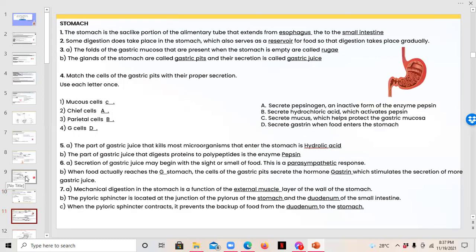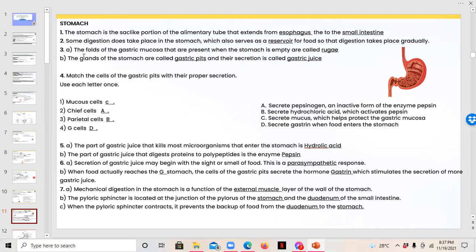Stomach. The stomach is a muscular organ located on the left side of the upper abdomen. Number 1. The stomach is the sac-like portion of the alimentary tube that extends from the esophagus to the small intestine. Number 2. Some digestion thus takes place in the stomach, which also serves as a reservoir for food so that digestion takes place gradually.